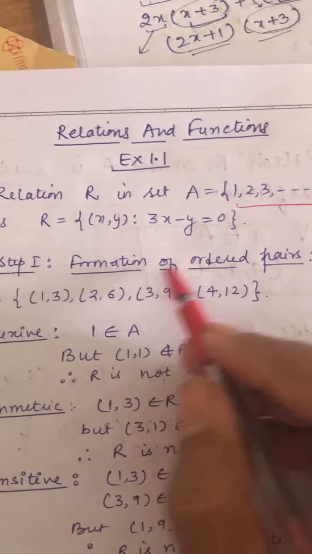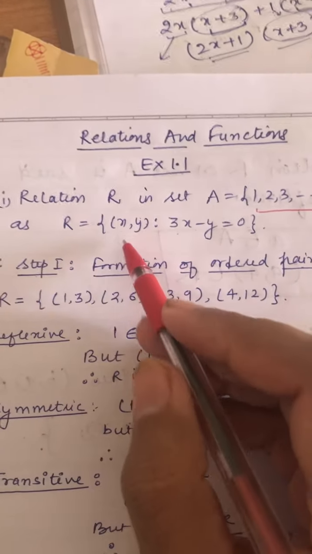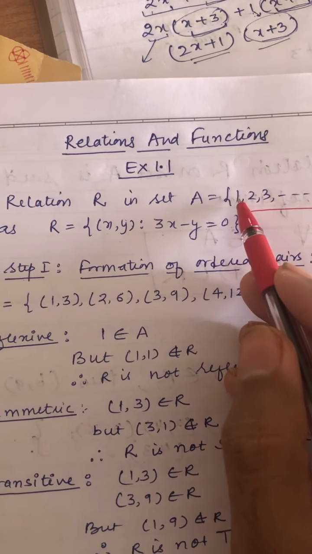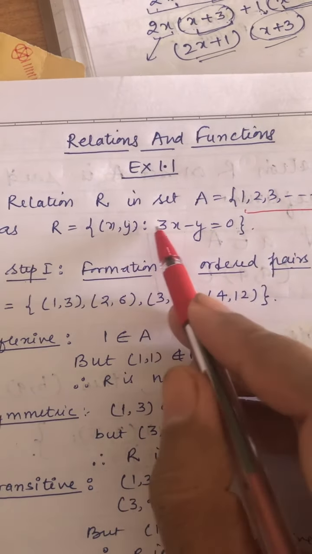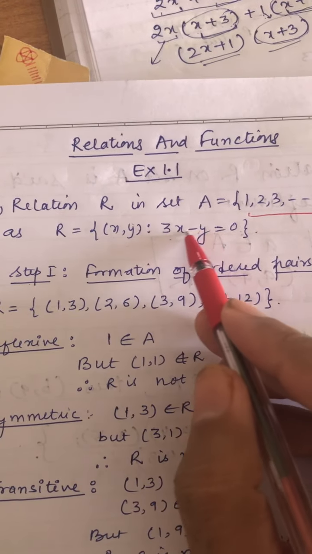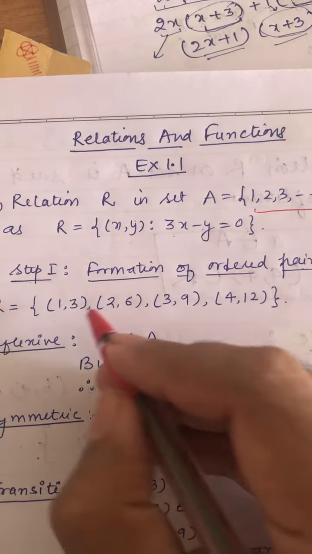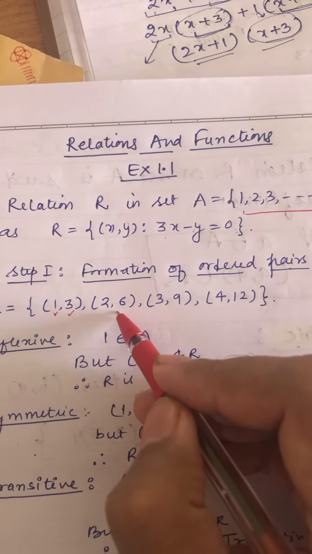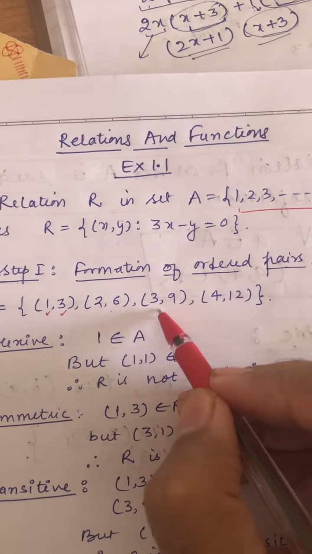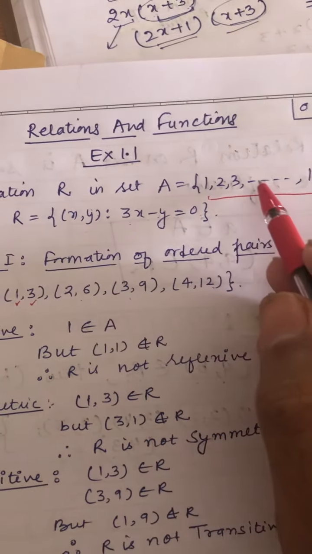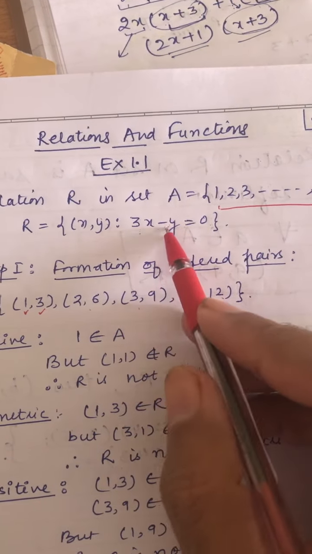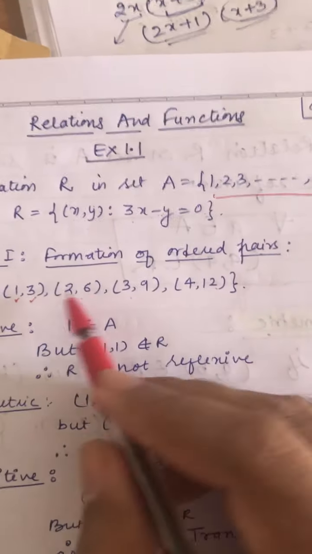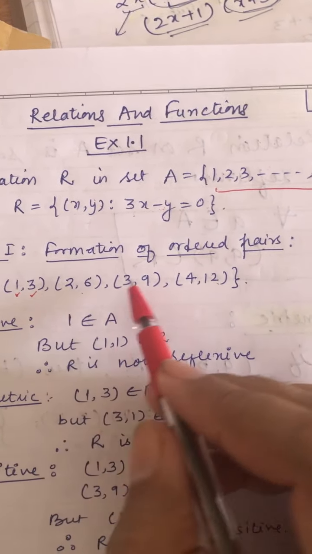Step 1, first we'll form the ordered pairs, or we'll form the relation. Now if I take the value of x as 1, because the first element of set A is 1, the value of y will be 3, because y is equal to 3x. So if I take 1, it will be 3 times that. For 2 it will be 6. If I take 3 it will be 9. If I take 4 it will be 12. But if I take 5, the y will come 15. But 15 is not there in the set. It is from 1 to 14 only. So only 4 ordered pairs will come: 1 comma 3, 2 comma 6, 3 comma 9 and 4 comma 12.